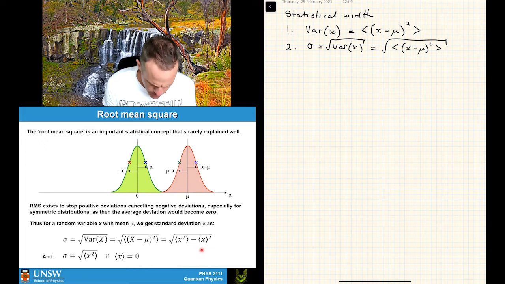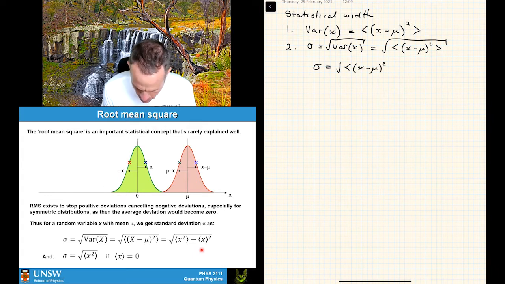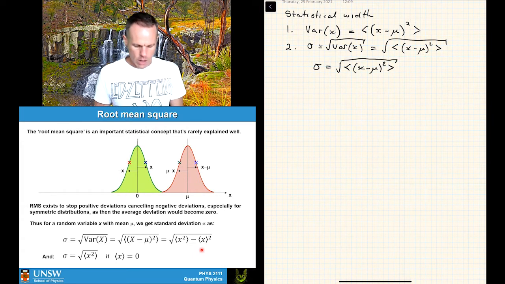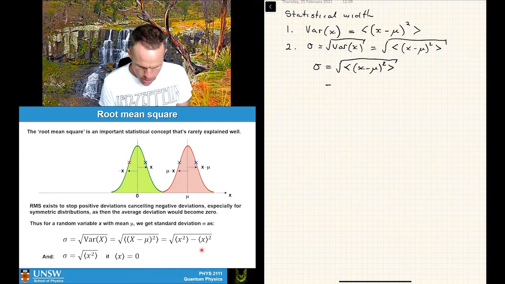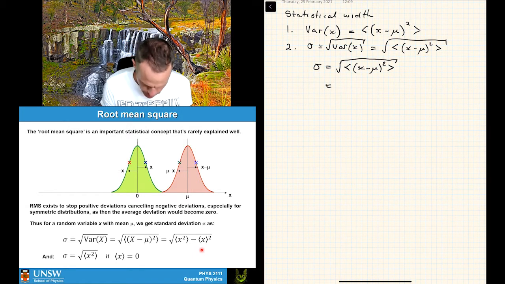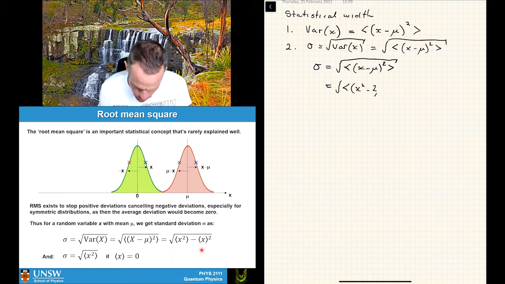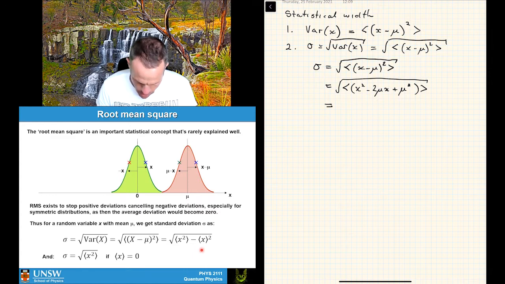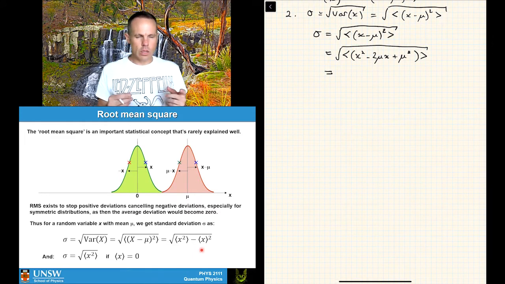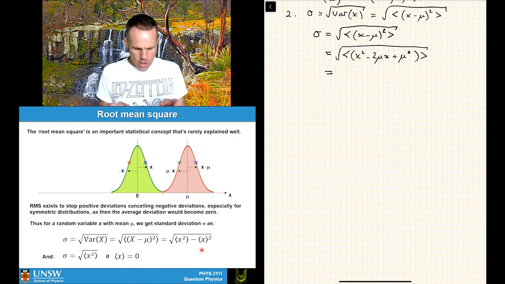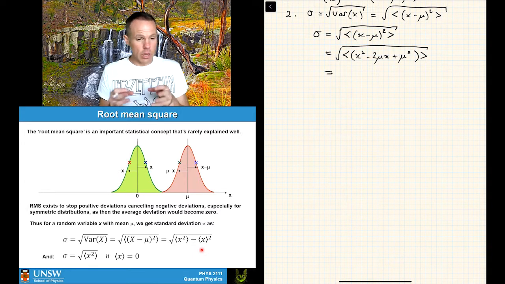Okay, so we can start by writing our standard deviation here, the root of the mean of x minus mu squared. And then the first step is basically just to expand these brackets in the center. So we've got x squared minus 2 mu x plus mu squared. And then the next step, what we can do is use our knowledge that the average of a sum is equal to the sum of the averages.